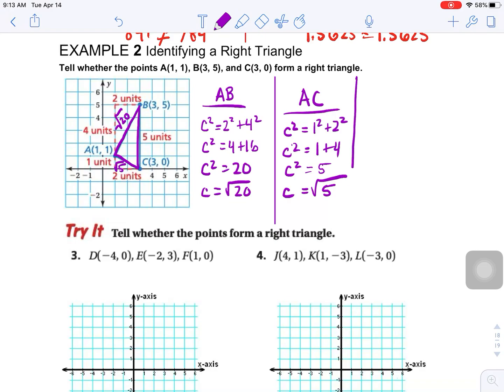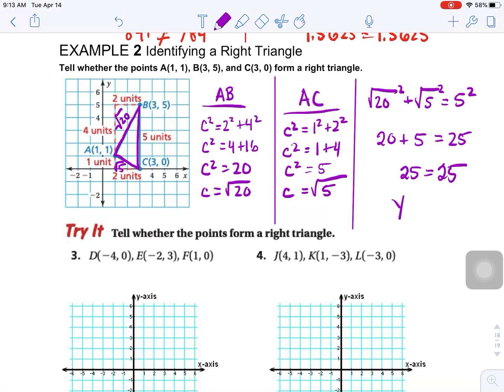All right, now that I have all my pieces plugged in, now I can decide whether this is a right triangle. I know that the square root of 20 is between 4 and 5, and 5 is bigger than that. So I know that 5 is going to be my hypotenuse when I plug it in. So a square root and a squared cancel, so I get 20 plus 5 equals 25, which is true. So yes, this one is a right triangle.